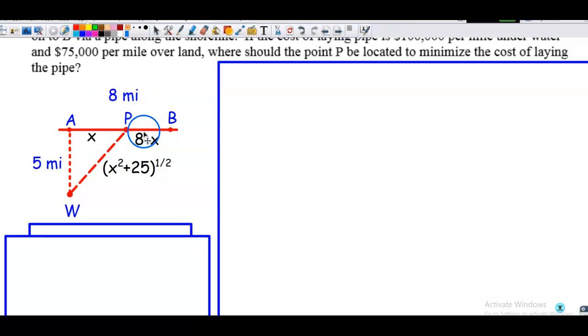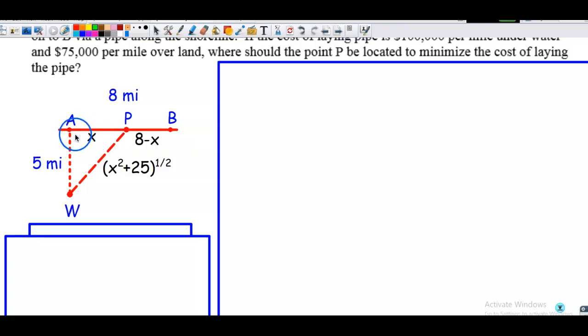And there is a sweet spot, point P, where it's most economical to pump the oil underwater to point P and then pump the oil directly from point P on the shore to point B. So that's our situation. A and B are 8 miles apart. A and W are 5 miles apart.